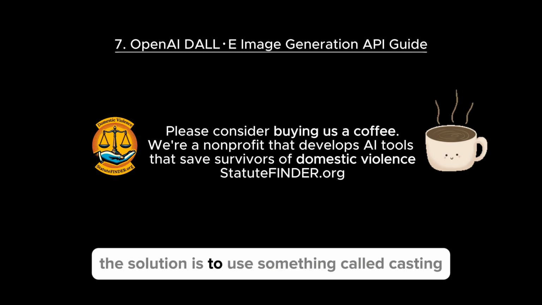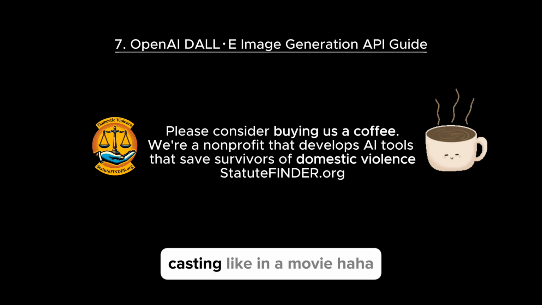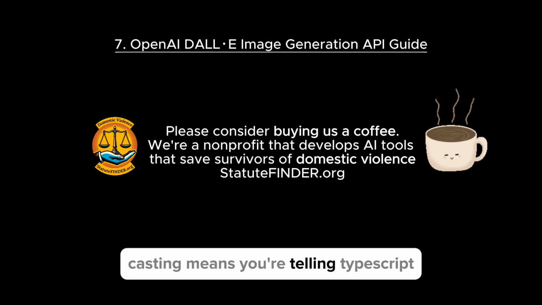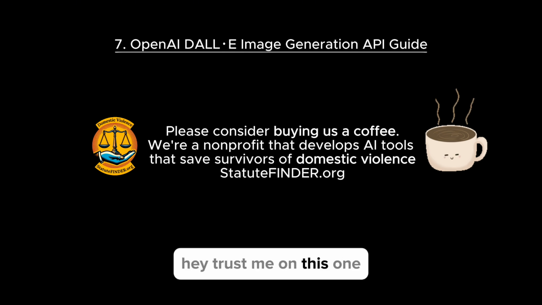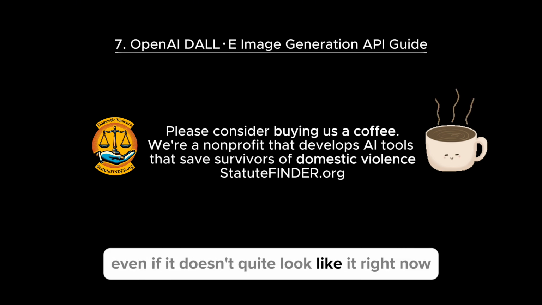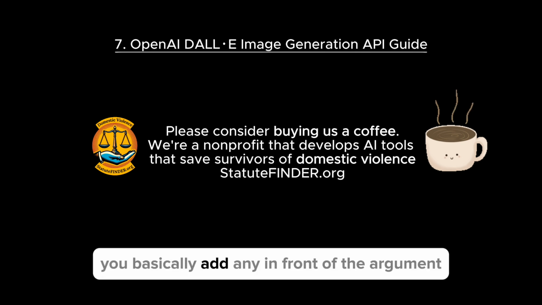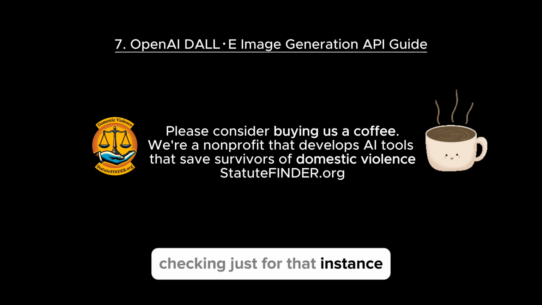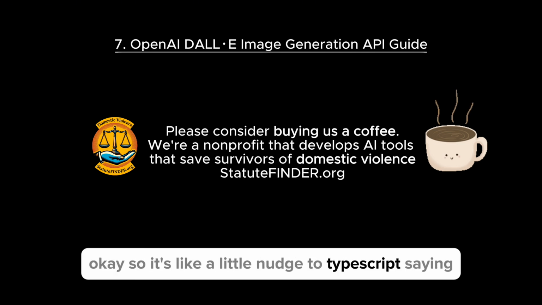The solution is to use something called casting. Casting, like in a movie? Haha, sort of. In this case, casting means you're telling TypeScript, hey, trust me on this one, treat this data as this specific type, even if it doesn't quite look like it right now. You basically add any in front of the argument. It tells TypeScript to chill out a bit with its type checking just for that instance. Okay, so it's like a little nudge to TypeScript saying, I've got this.